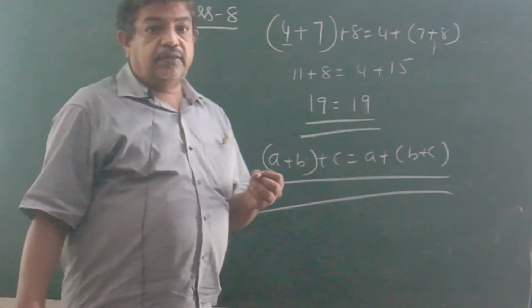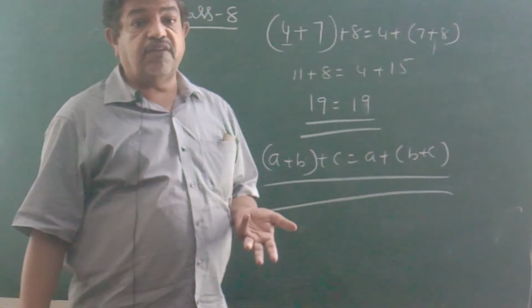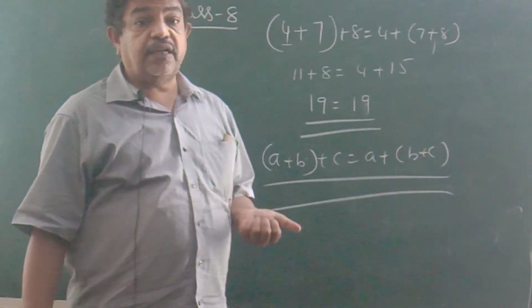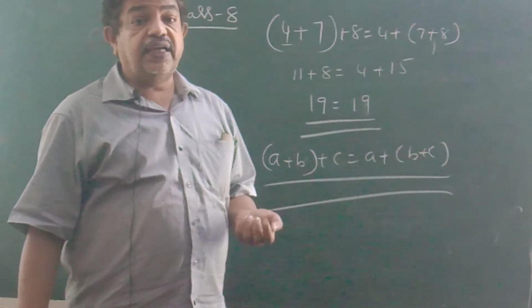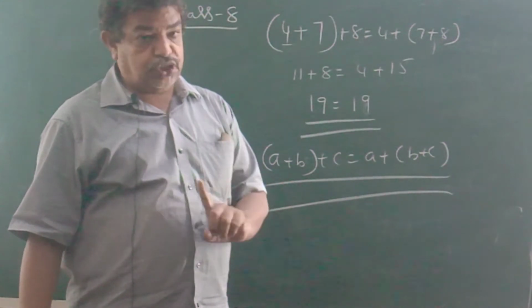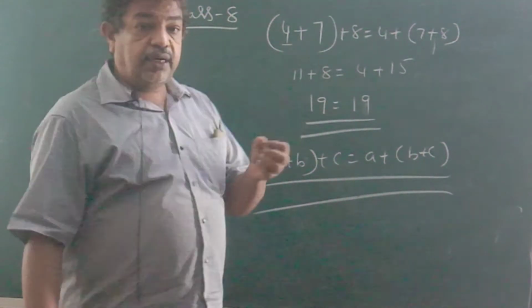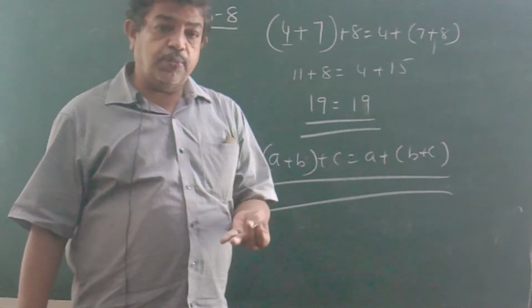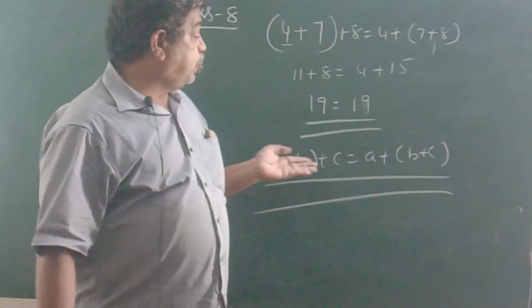So what did we learn? What are rational numbers? Numbers in the form of p by q are called rational numbers, where p and q are integers and q is not equal to 0. Now we learn closure property under addition, commutative property under addition, and associative property under addition.